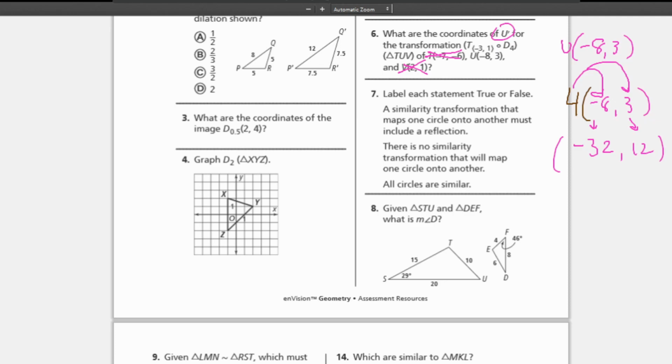Now I have the translation, -3 on my x plus 1 on my y. So I'm going to just put it under here as (-3, +1). -32 minus 3 is -35, and 12 plus 1 is 13, for a final resting point of (-35, 13).